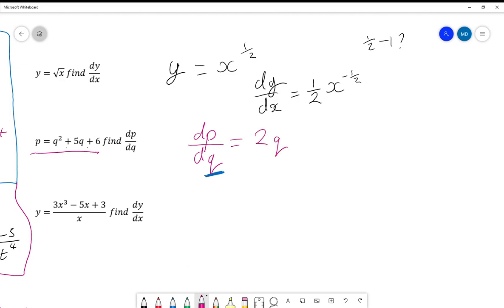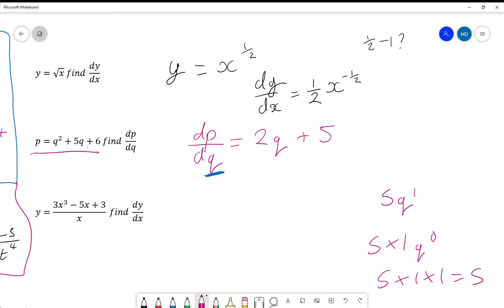5q differentiated with respect to q. Well, actually, let's take a moment there. 5q, what's the power here? Well, it's a power of 1. So we're thinking of this as q to the power of 1. And so it's going to differentiate to 5 times 1 times q to the power of 0. Q to the power of 0 is 1. So this is 5 times 1 times 1, which is just 5. So this is going to become just 5.